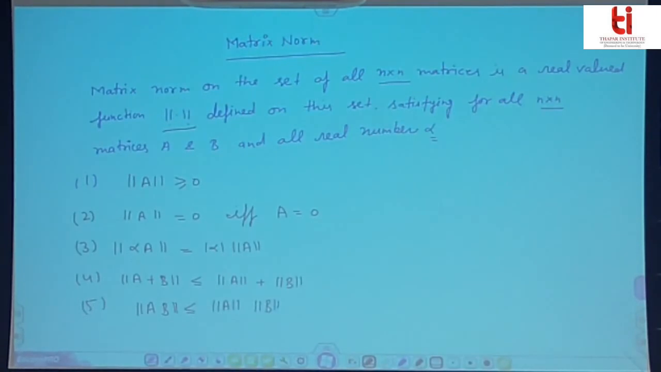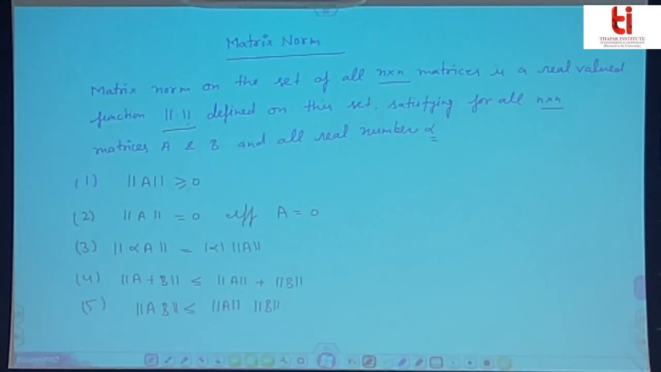So matrix norm on the set of n by n matrices is a real valued function. That means it is defined from the set of n by n matrices to the reals. So ultimately what we are getting as range is a real valued function. Okay.